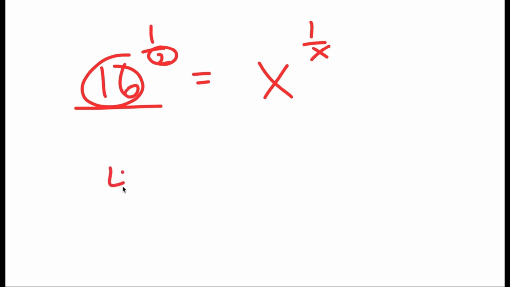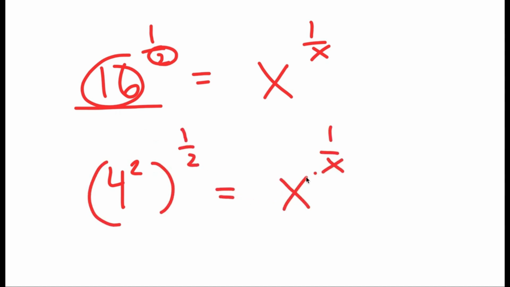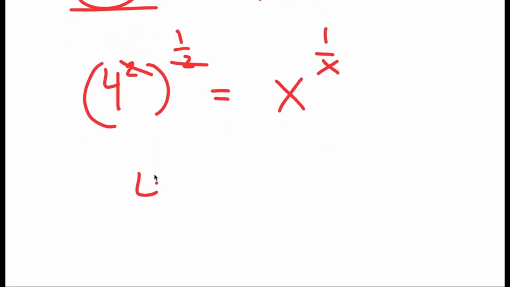16 is the same thing as 4 squared. So I'm going to rewrite it as 4 squared. So I have 4 squared to the power of 1/2 is equal to x to the power of 1 over x. And now remember, these two multiply. 2 times 1/2 is just 1. So I'm left with 4 is equal to x to the power of 1 over x.